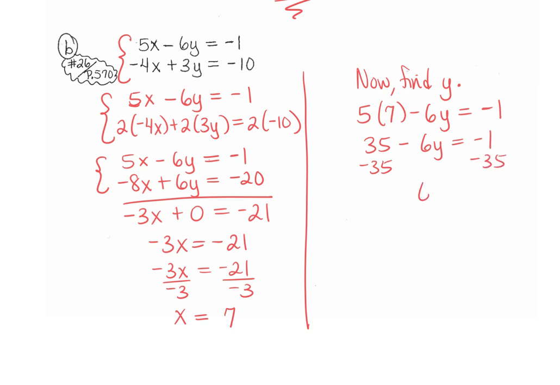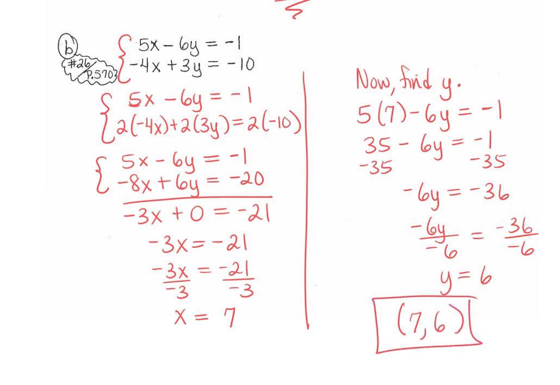So that leaves us with -6y equals? -36. Divide both sides by -6. Good. To get? Y equals 6. So tell me how we write our solution. Parentheses. 7, 6, parentheses. You better believe it. Excellent.